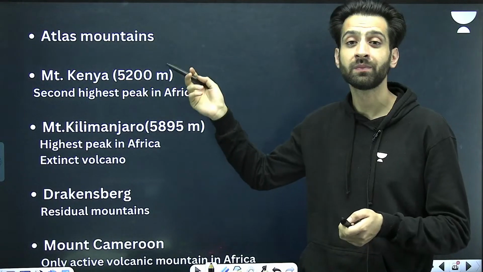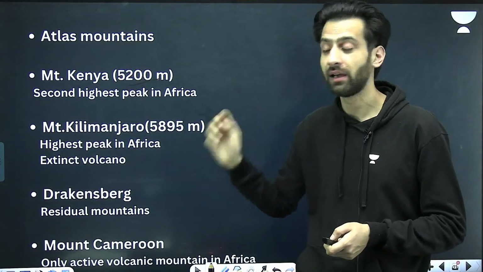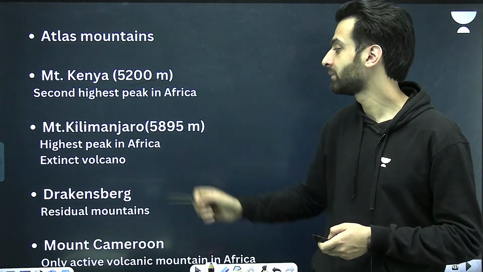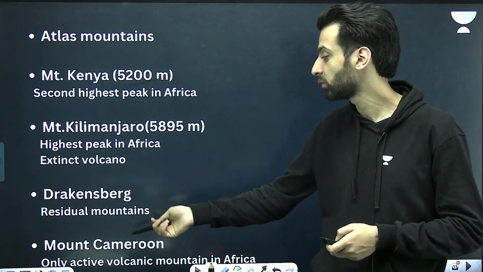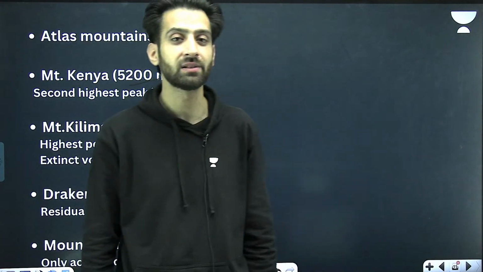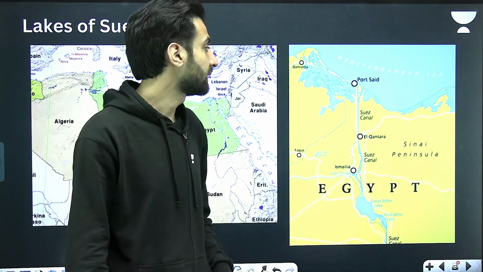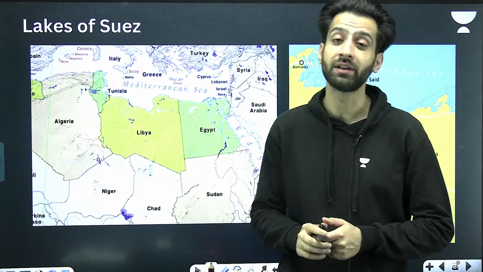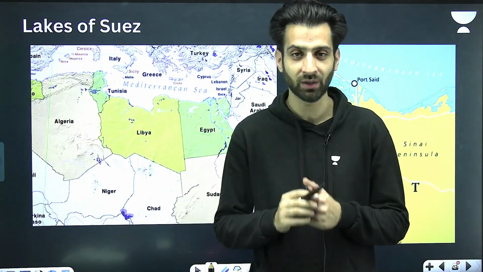Mount Kenya, you know, second highest peak in Africa. Correct, Zanab. Then we have Mount Kilimanjaro. It's again the highest peak, an extinct volcano. Drakensberg. And we have Mount Cameroon. That is the only active volcano located in Africa. Now we go towards the very important lakes of Africa. Why are they important? Because there are many lakes that we have to remember.